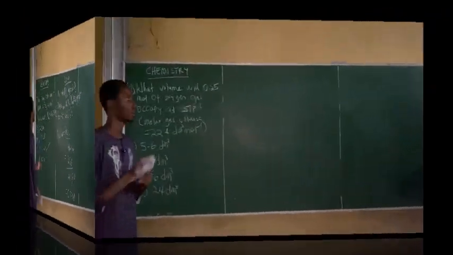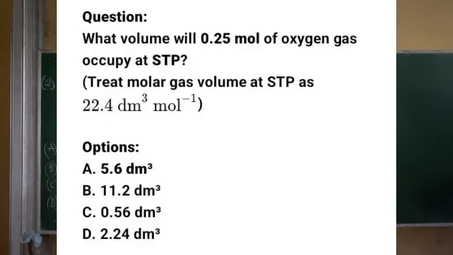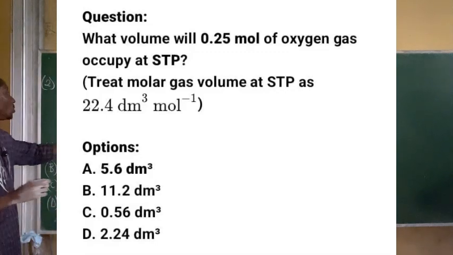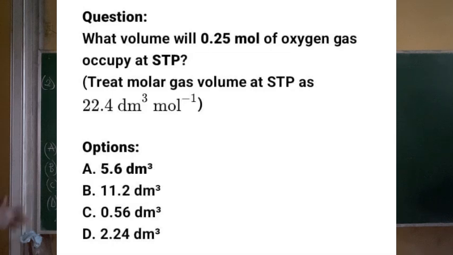Question 2 says, what volume will 0.25 mole of oxygen gas occupy at STP? Take the molar gas volume to be 22.4 dm³ per mole. Option A, we have 5.6 dm³. B, we have 11.2 dm³. C, 0.56 dm³. And D, 0.24 dm³.